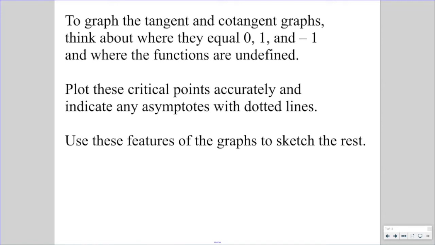Okay, in order to graph tangent and cotangent graphs, we're going to think about where cotangent and tangent equal 0, where they equal 1, where they equal -1, and where those functions are undefined. We're going to plot those critical points and then make sure that the asymptotes are represented. Always have to graph the asymptotes if you want full credit. And then we'll sketch the rest of the curves there.